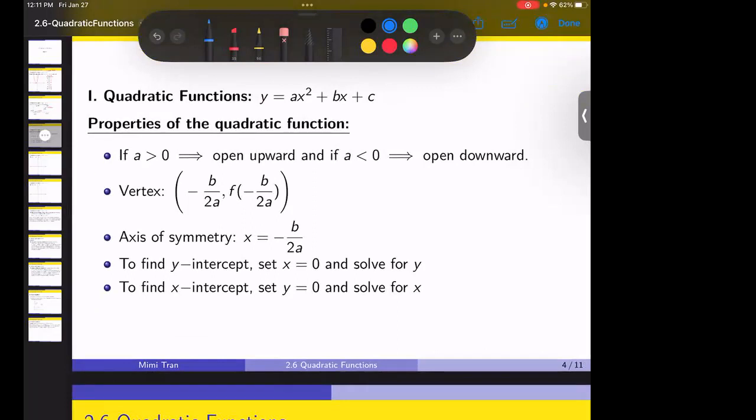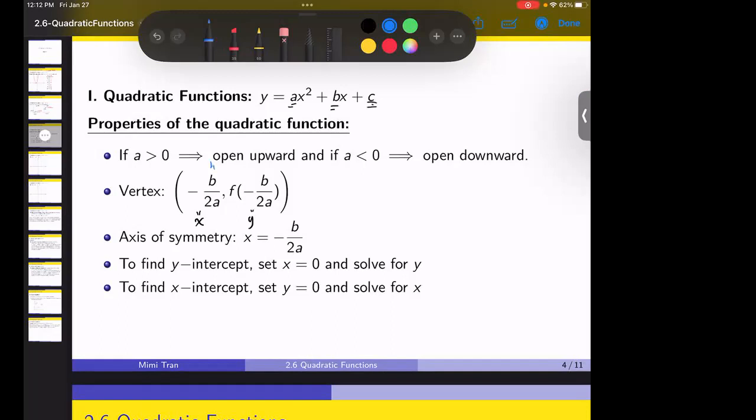If A is positive, we know that it's going to open upward. If A is negative, it's open downward. The vertex has this formula. The x component is going to be equal to negative b over 2a. You will be looking at the function. You know what is b, you know what is c, you know what is a. You plug in the coefficient numbers. Once you have x, you plug the x value into the function to find y. I'll give you the example.